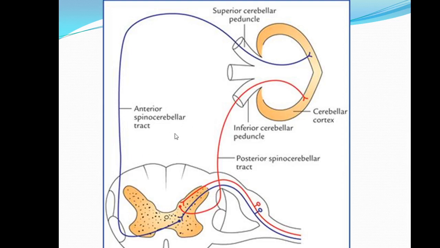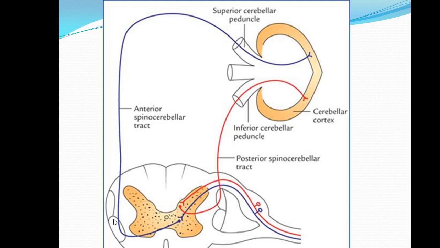Here in this diagram you can see the anterior and the posterior spinocerebellar tract. In the posterior, there are two order neurons. The first neuron lies in the dorsal root and relays in the posterior horn, and the second order neurons pass in the posterior spinocerebellar tract through the inferior cerebellar peduncle to reach the cerebellum.